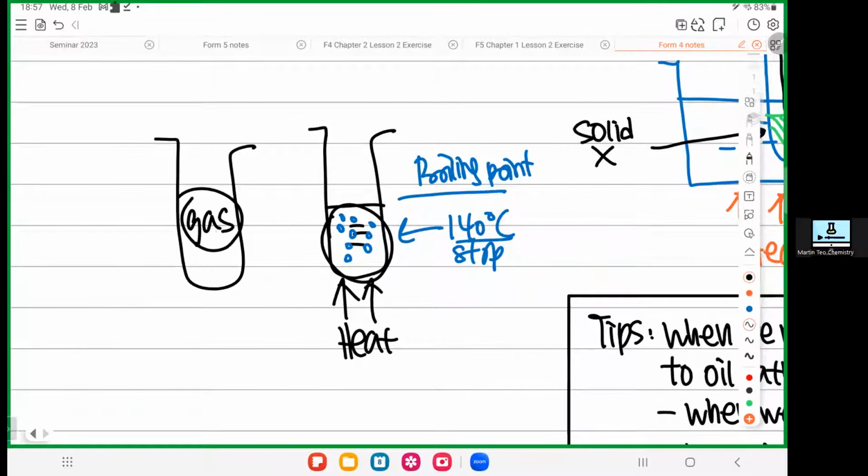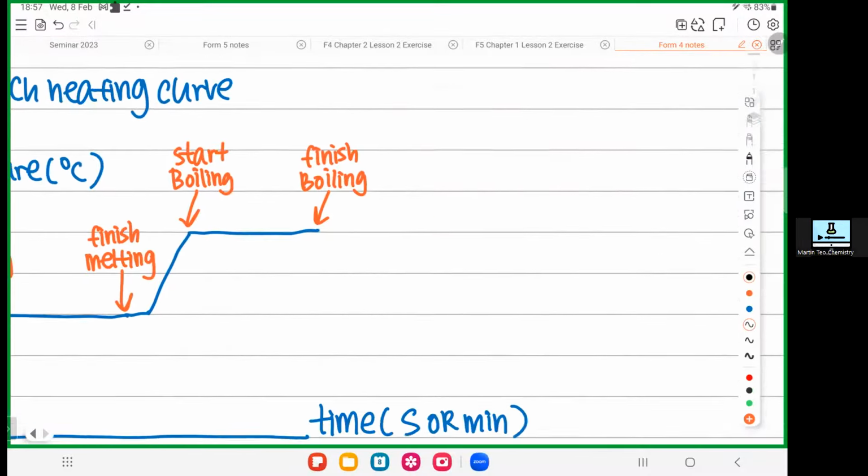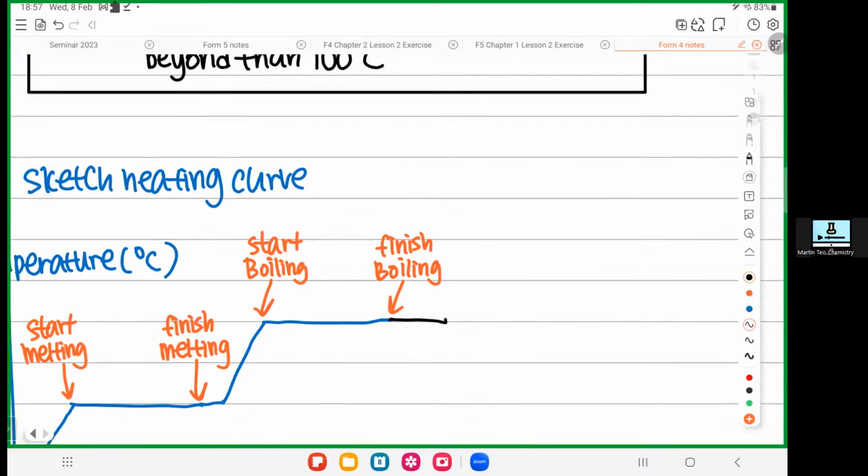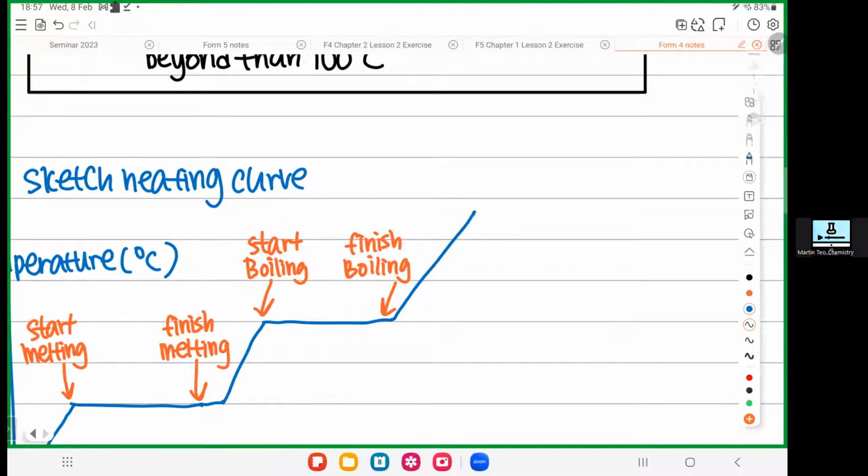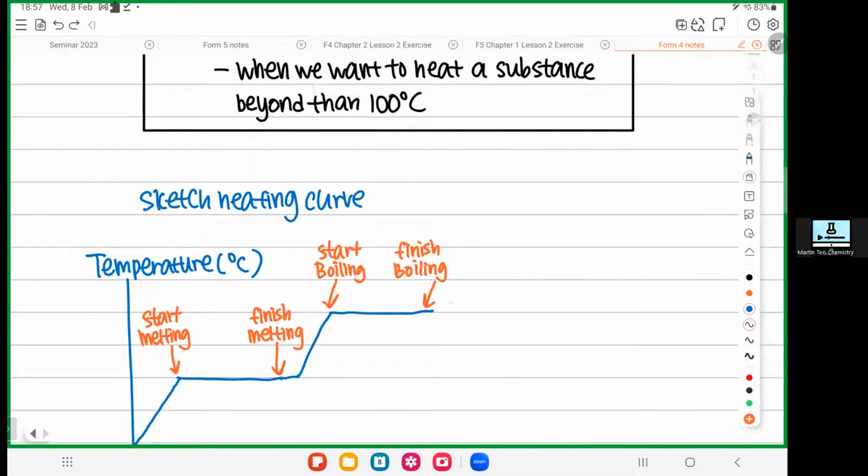So when it becomes gas and you heat the gas, the temperature will go up again. Sorry, it will go up again like this. Let me adjust a bit. Sorry. Adjust here. Okay. Go up again. All right. So that's it.